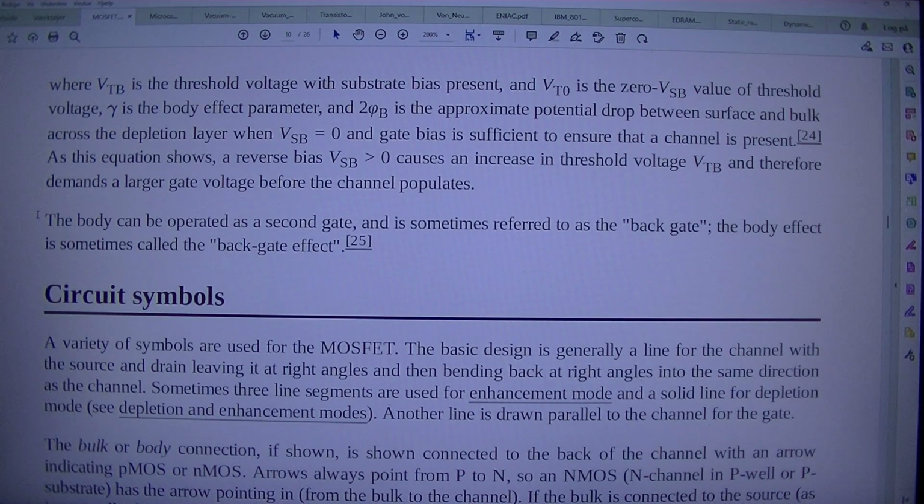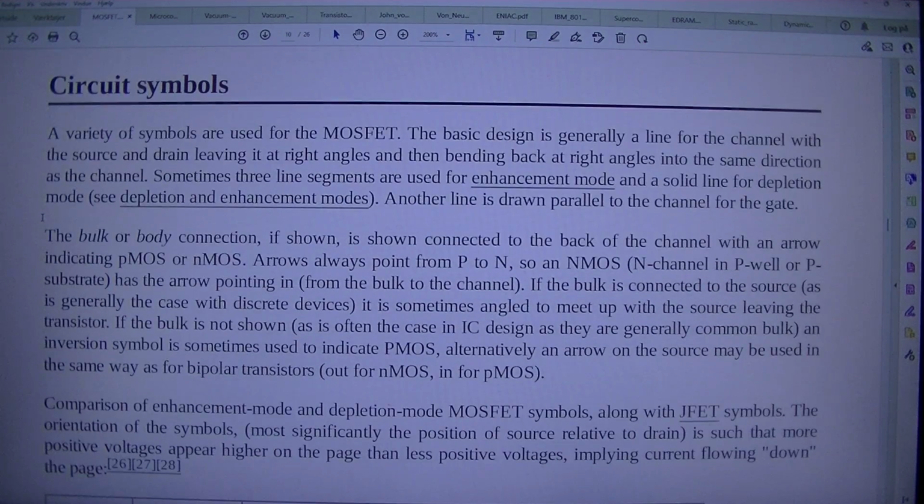Circuit symbols. A variety of symbols are used for the MOSFET. The basic design is generally a line for the channel with source and drain leaving it at right angles and then bending back at right angles into the same direction as the channel. Sometimes 3 line segments are used for enhancement mode and a solid line for depletion mode. See depletion and enhancement modes. Another line is drawn parallel to the channel for the gate.